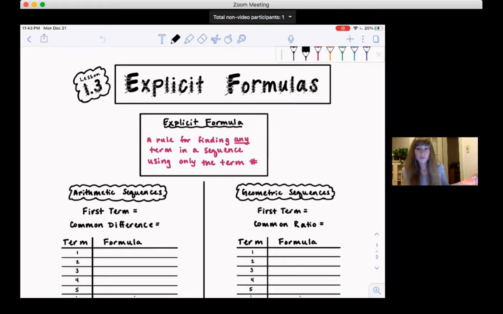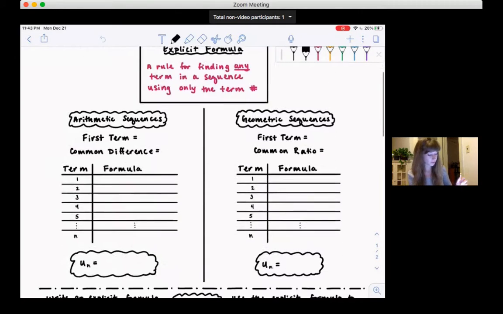Hi, welcome to lesson 1.3 on explicit formulas for sequences. So an explicit formula is a rule for finding any term in the sequence using only the term number. This is different from our recursive formulas. For the recursive, we could only find the next term. With an explicit, we can find any term. First thing we're going to do is come up with some explicit formulas for an arithmetic sequence and for a geometric sequence, and then we'll use them to solve some problems.